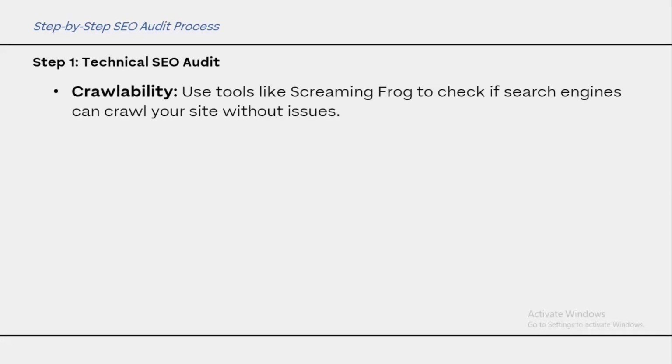All right. The first will be crawlability. To test the crawlability of a website, you should use tools like Screaming Frog to check if search engines can crawl your site without issues. Okay, let's just give an example of crawlability here.